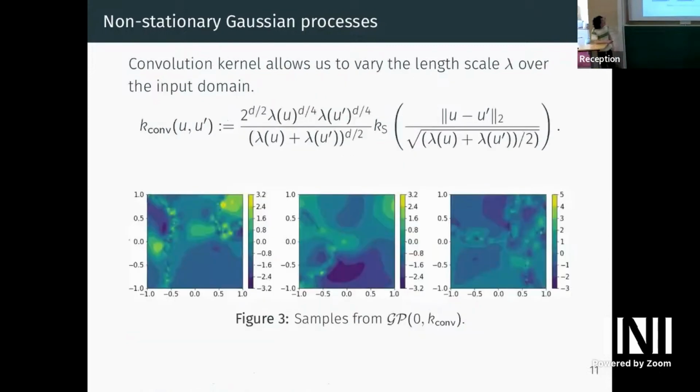And the final example is for the convolution kernel, and this is varying the length scale. This is a 2D example, and you can see the value of the function across this domain, the box from -1 to 1. So you do have varying length scales over the domain. You have more dark or flat regions, and then you have regions where it varies more.